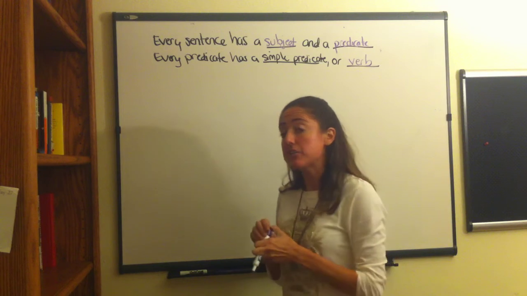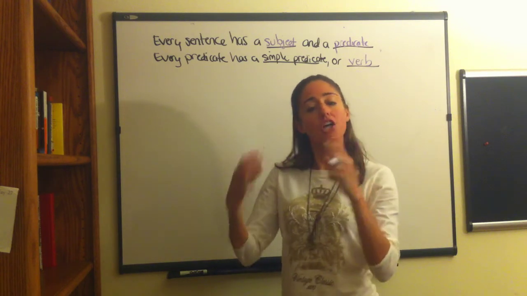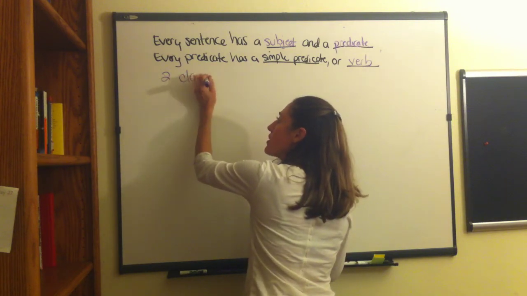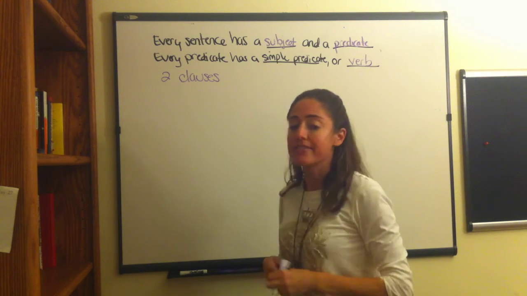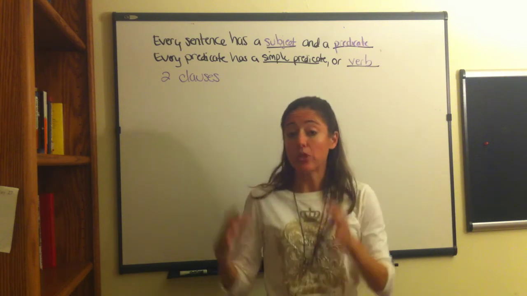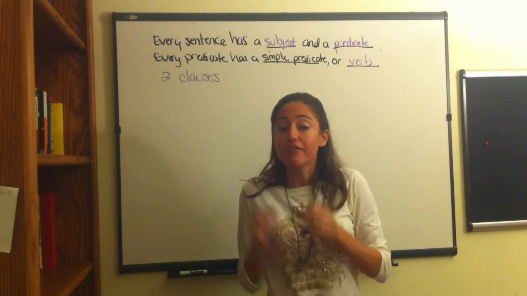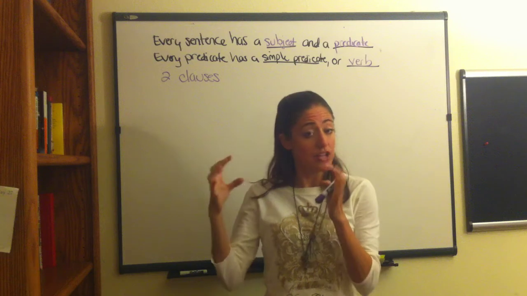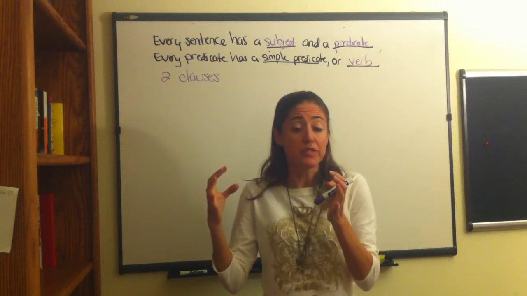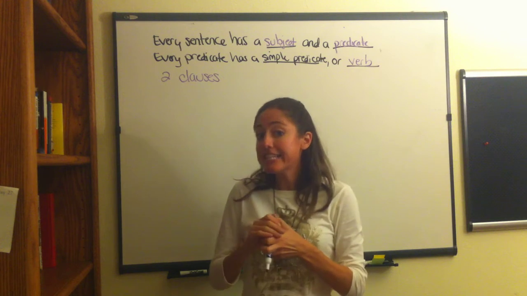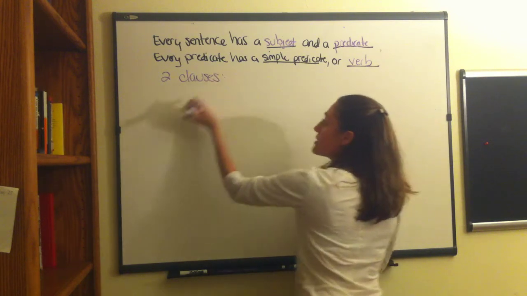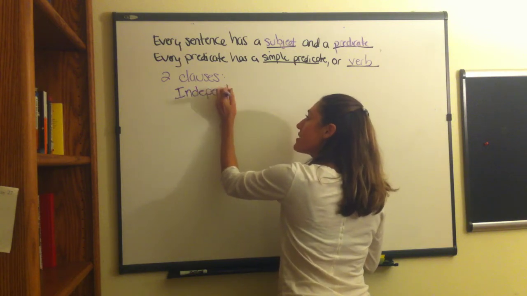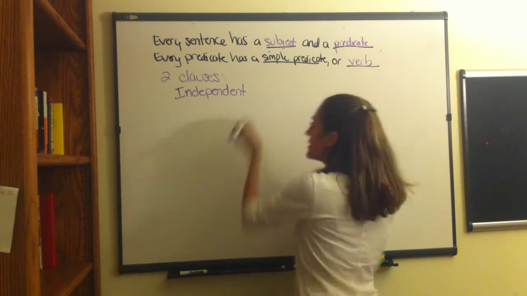Your sentence is divided into chunks called clauses, okay? There are two types of clauses that we are going to learn. Just to make it simple, a clause is a chunk of a sentence that contains a subject and a verb. Sometimes that chunk of sentence can stand by itself. It can be its own sentence. And that is called an independent clause.